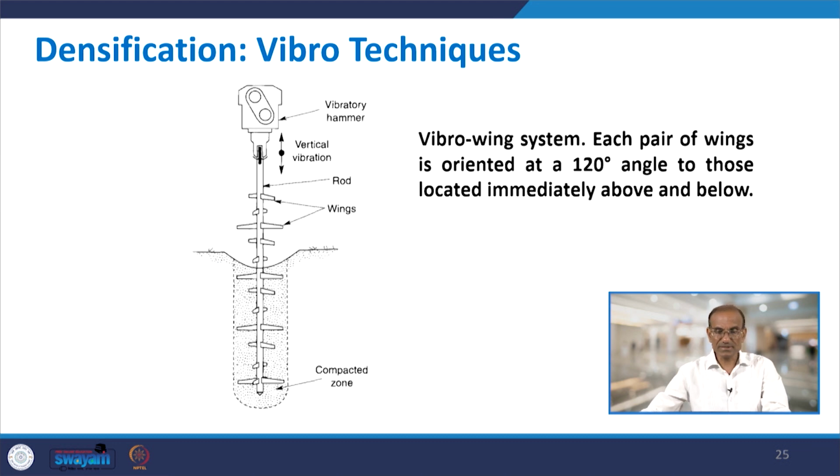So, the vibro rod is shown in this figure, and this is one of the vibro techniques. Here you have vibro rods. Why is it called vibro rod? Because a rod is used. You could see there is a rod undergoing vertical vibration, and the rod has blades or wings, some longer wings and some smaller wings. So, it is a combination, and this is the vibro wing system. Each pair of wings is oriented at a 120-degree angle to those located immediately above and below.